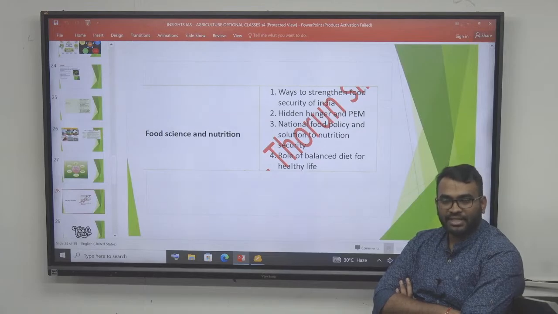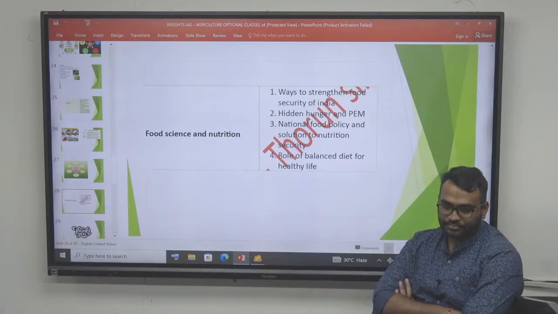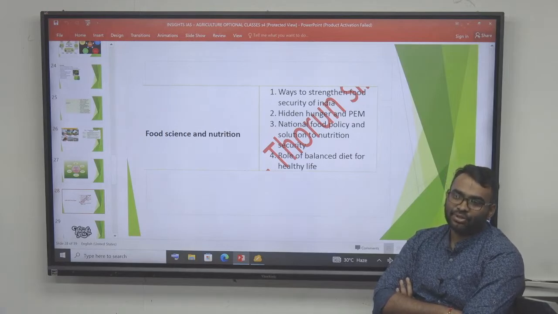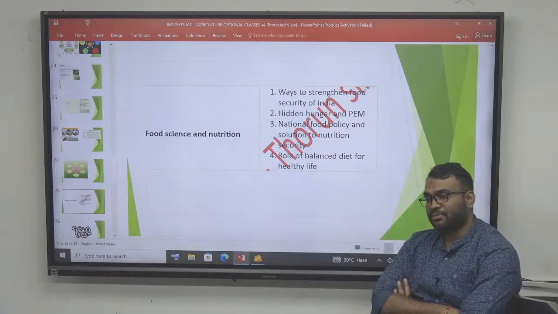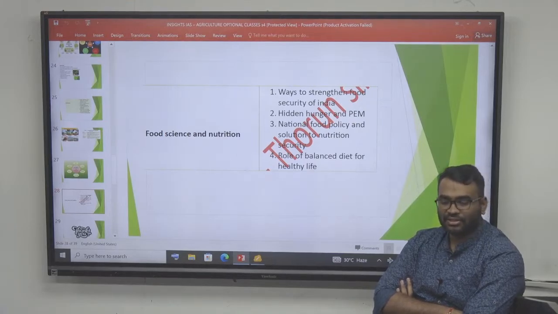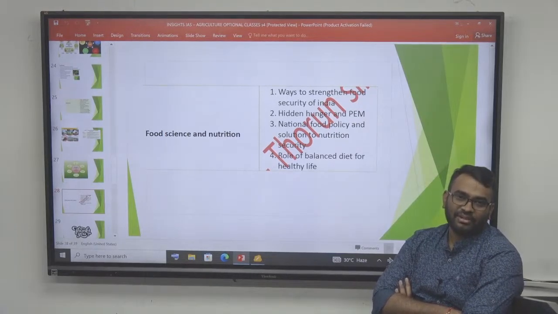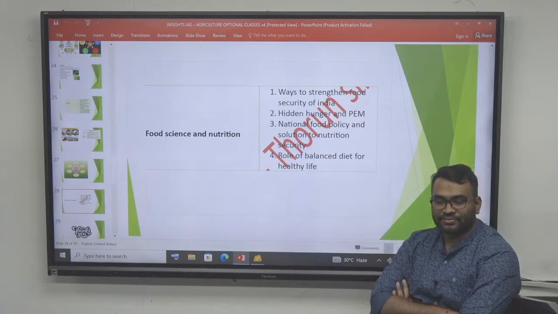Next one is PEM, that is protein energy malnutrition. So here, see what is happening because of low consumption of protein. The body will develop certain disorders. For example, you would have heard about Kwashiorkor disease, right? Where there are bone deformations, that sort of disease is called PEM, protein energy malnutrition. So this is going to be a potential question for this year, right?